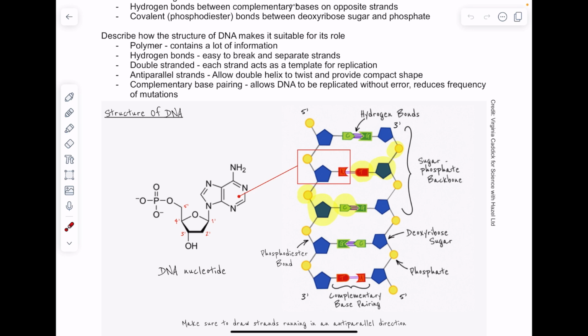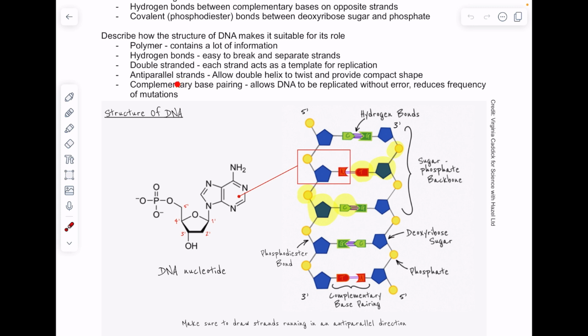If we look more closely at how the structure of DNA makes it suitable for its role, first of all, it's a polymer, a very large molecule which contains a lot of information. There are hydrogen bonds between bases. Now, those hydrogen bonds are relatively easy to break, and that makes it easy to separate the strands of DNA. The DNA is double-stranded, as you see here, 2 strands, and that means that each strand can act as a template for replication, which we'll look at very shortly.